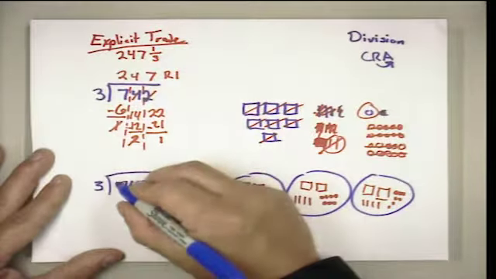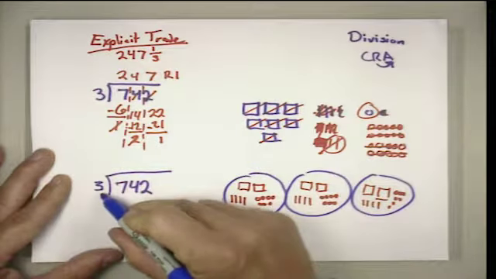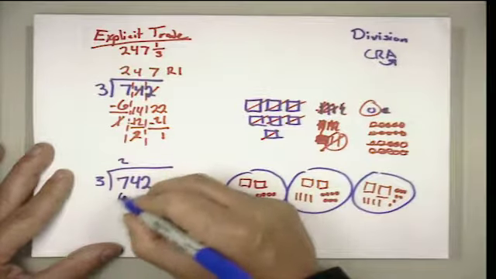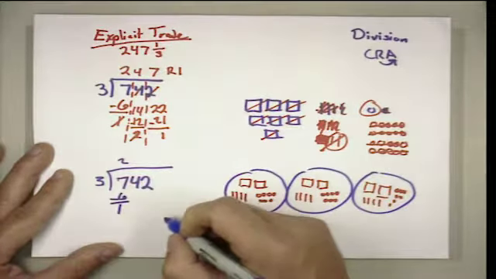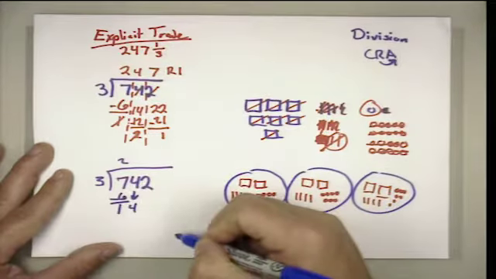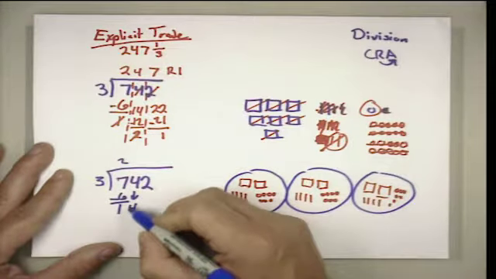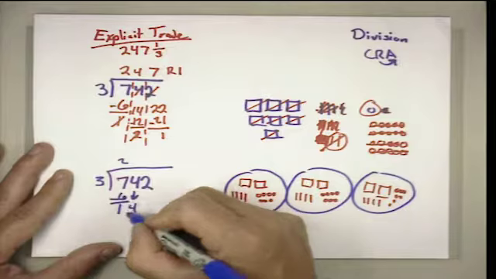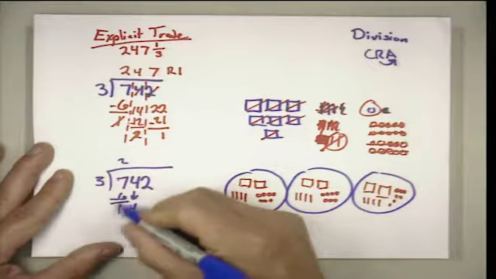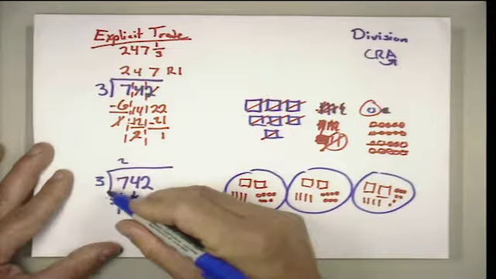Remember, we would say how many 7s can I put into 3 groups? I can put 2 in each of the groups. That would use up 6 and give me 1 left over. And then we would bring down that 4, and that would give us our 14, and now we would start dealing with how many of the 14 tens would go into 3 groups.